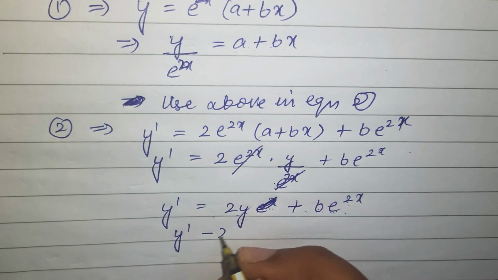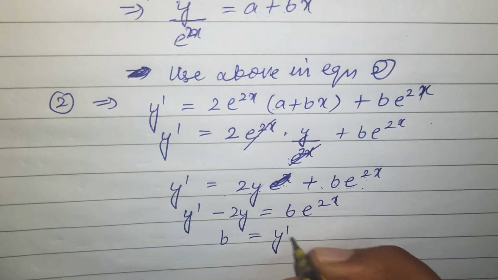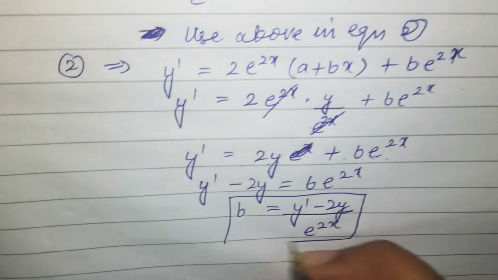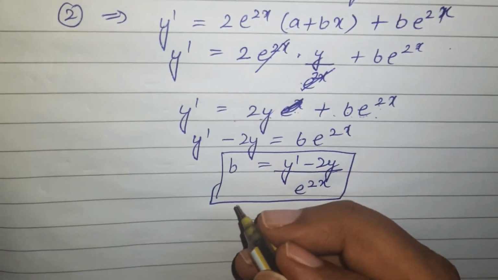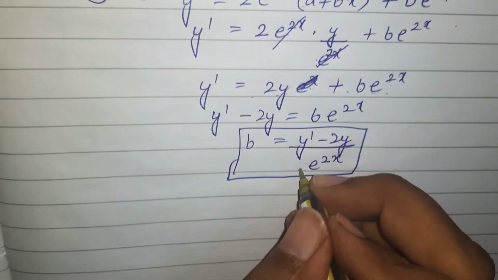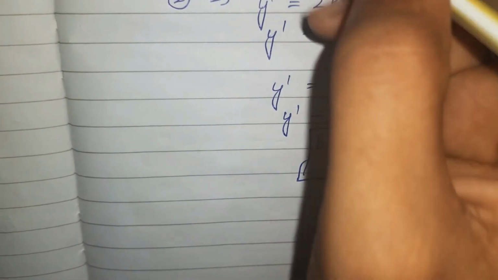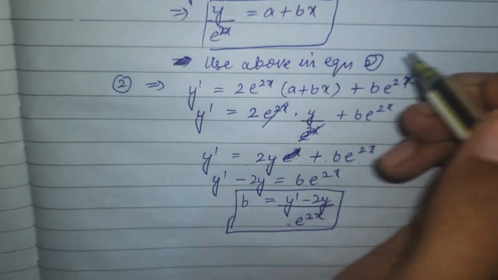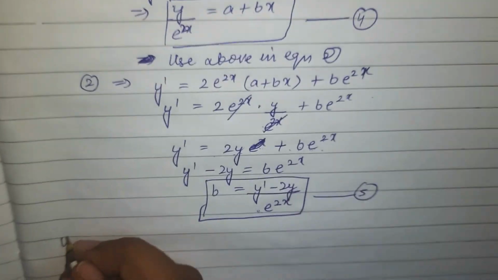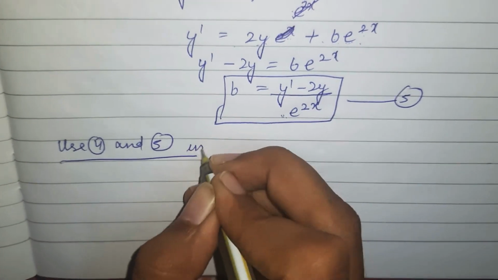So after calculating I am getting be^(2x). So the value of b is y dash minus 2y upon e^(2x). So this is the value of b. So with the help of 1 and 2, I am able to calculate the value of b. Now what you need to do, you can put the equations. Now see, this value and this value I can use. So this is 4 and this is 5. So use 4 and 5 in equation 3.